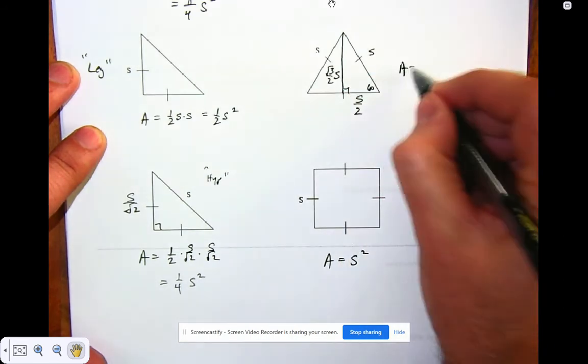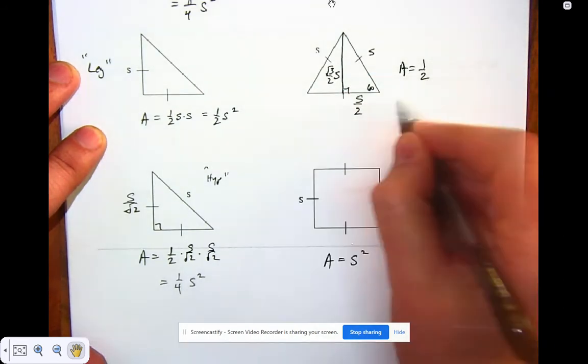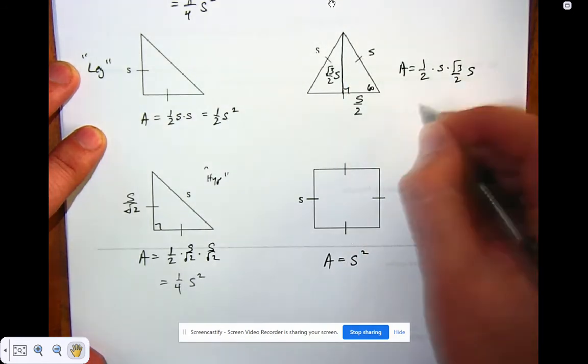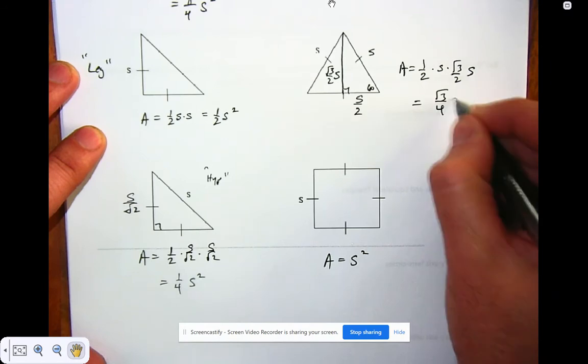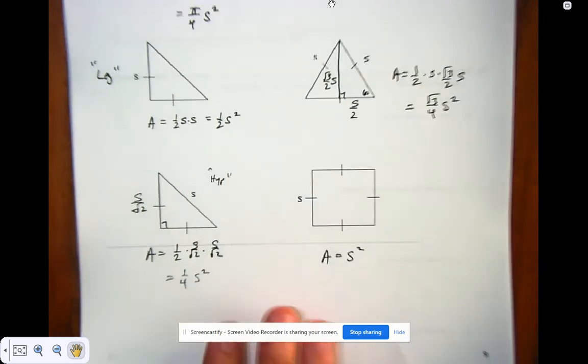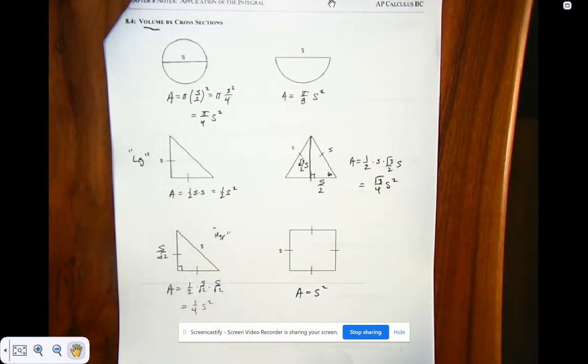And so the area of this guy would be 1/2 the base, which is S, times the height, which is root 3 over 2 S, for an answer of root 3 over 4 S squared. Okay? What are we doing? I'm about to make your life so easy.